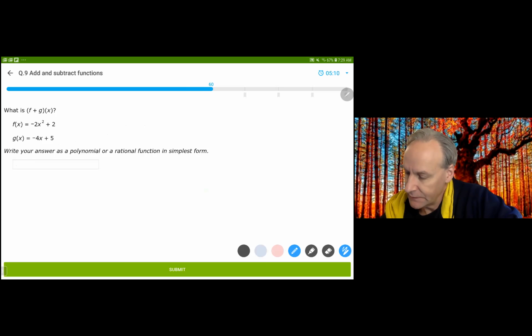All right. Now we're just adding them together. We have a negative 2x squared. Then we have a minus 4x. And then we're adding the like terms. The 5 and the 2 gives us 7.